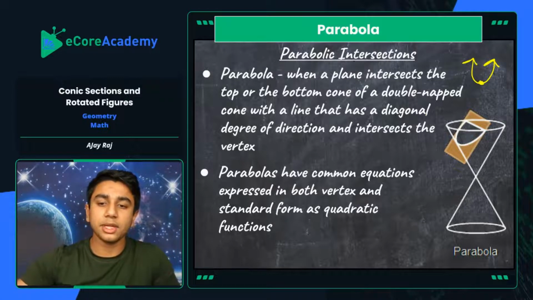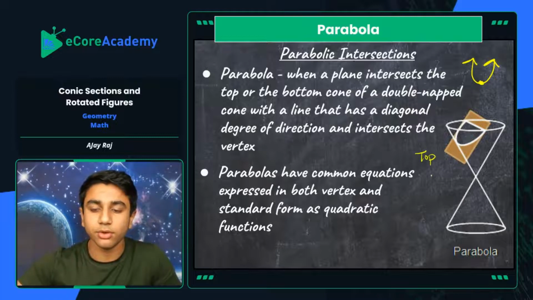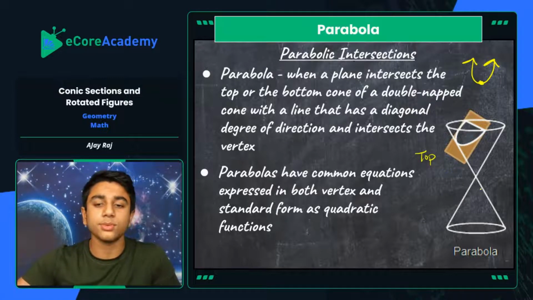So what's happening here is you're going to have a plane that intersects one of the two cones. So in this case, it only intersects one of the two cones. In this case, it's only intersecting the top. It will never touch the bottom cone. It only intersects one cone.